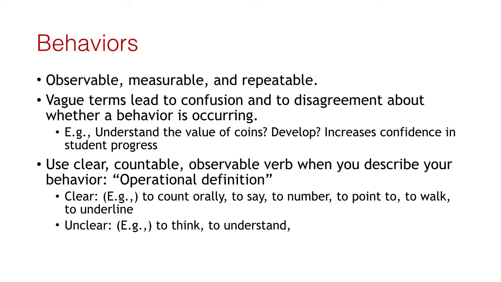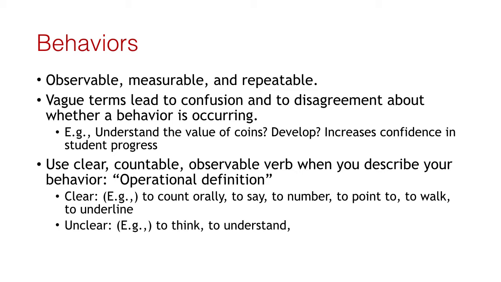Behaviors. You have to describe the target behavior you want to teach: observable, measurable, and repeatable. Vague terms lead to confusion and to disagreement about whether a behavior is occurring. So, for example, understand the value of coin, developing something, increasing something. Those are not observable, measurable, repeatable behaviors because they are still vague, and especially increased confidence. That's not something you can see, right? Increased confidence is more like progress of behavior. It's not an observable behavior at a moment, right?